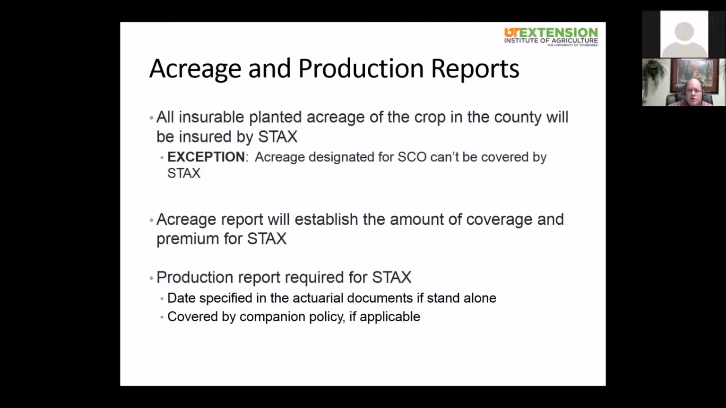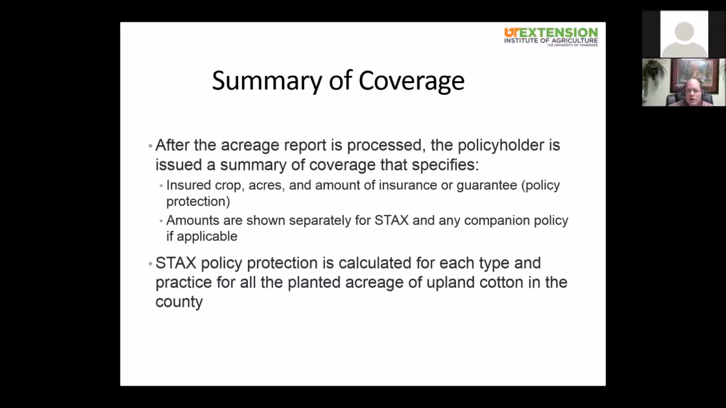Some other things, just looking at the acreage and production reports, that's pretty well basic information that we have. They do require a production report for STAX, and the information on that is in the actuarial documents. After the summary report is processed, policyholders are issued a summary of coverage. And these are just basic things that any insurance program has.